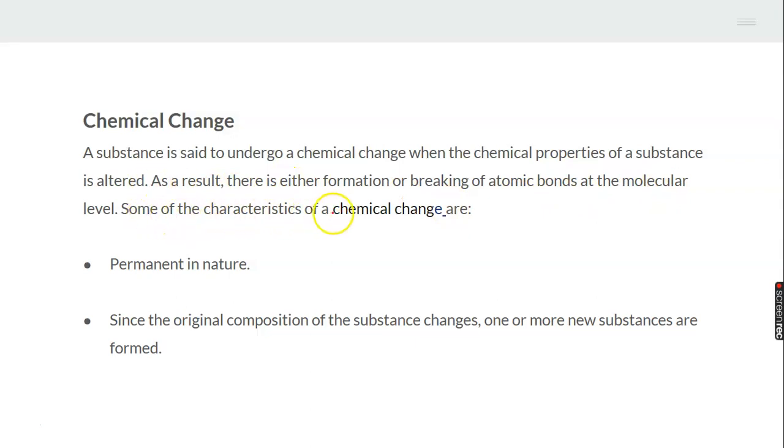Some of the characteristics of a chemical change are: you have permanence in nature. When there is a change in the chemical nature of a substance, that gives it what? The permanent change. You can't go back to the initial one again. Since the original composition of the substance changes, one or more new substances are formed. So it is accompanied by what? Formation of new substances. Okay, new substances are formed.